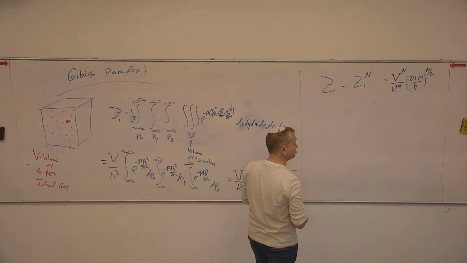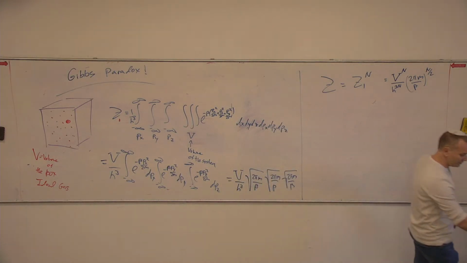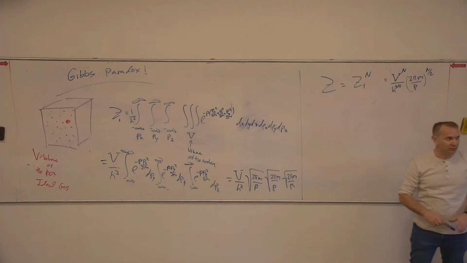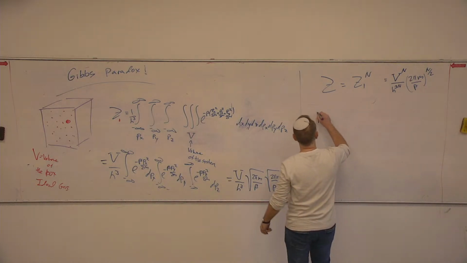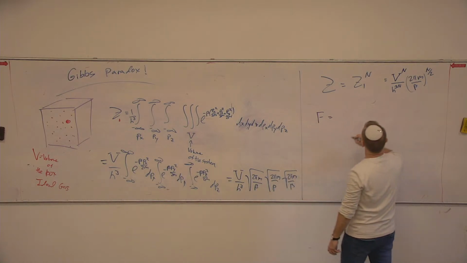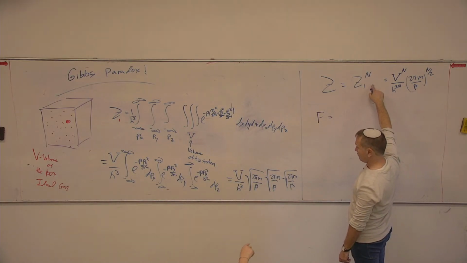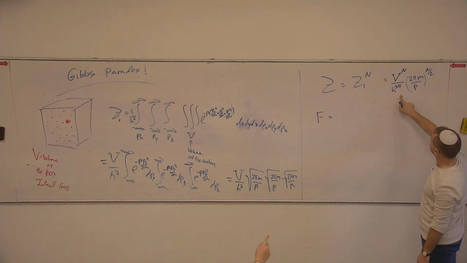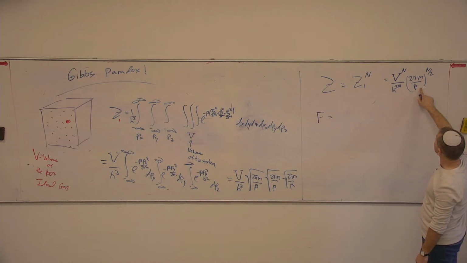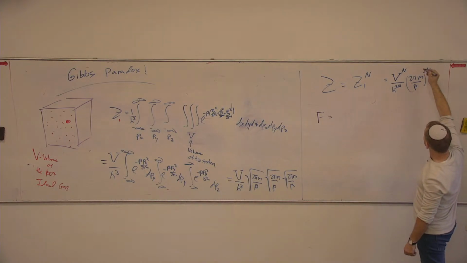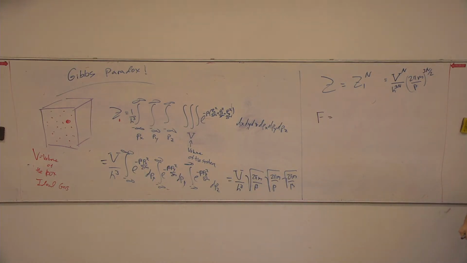Okay, great. So if you want to compute anything, well, let's write down the free energy and we're done. 3N? No, where 3N? It's supposed to be 3N. Yes. Okay, thanks.